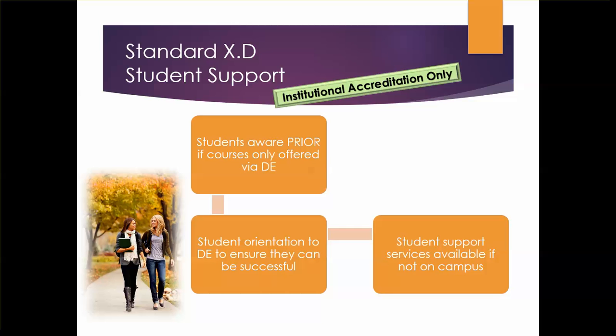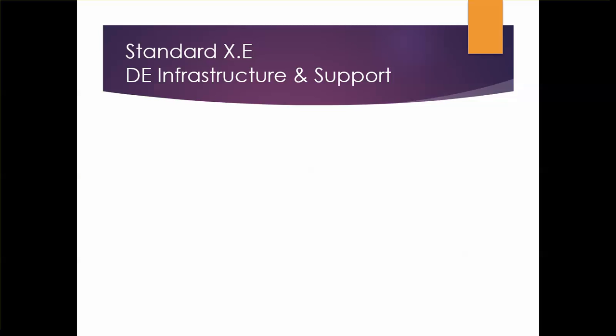This may or may not be applicable because usually programs are having a hybrid form where of course you're still having students on campus, but if they're ever completely off campus doing fully online at a certain time, you need to make sure that they do have student support services available to them. And per USDE guidelines, the ADA, or Americans with Disabilities Act, standards must be met with whatever structure you use. So infrastructure and technical support. Again, this is institutional accreditation only.